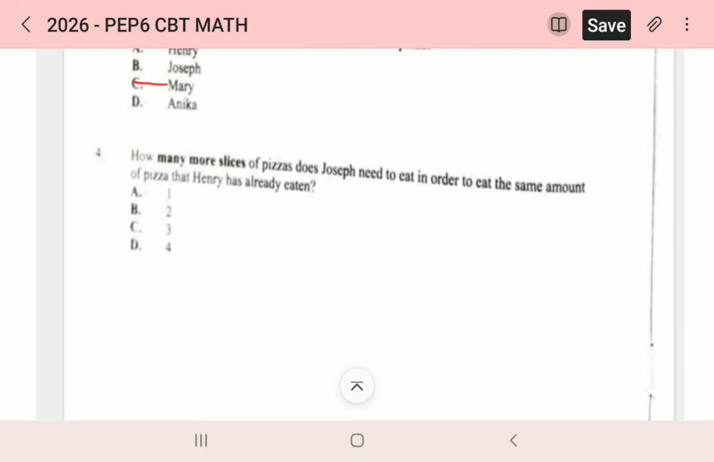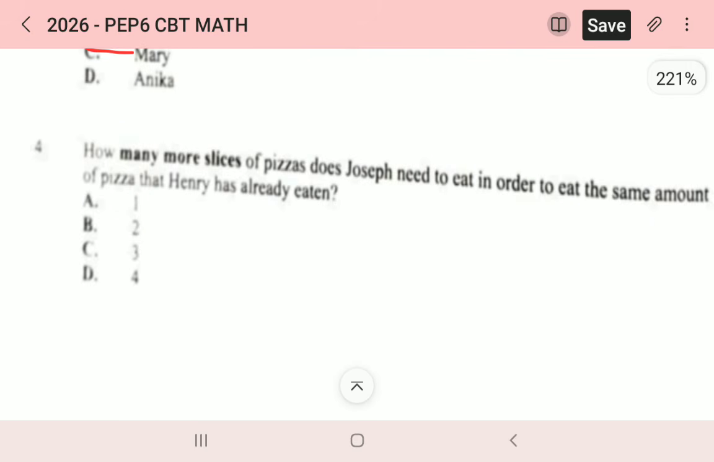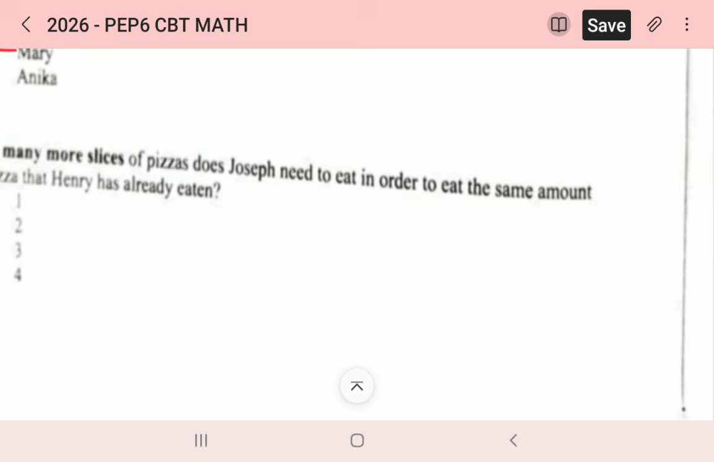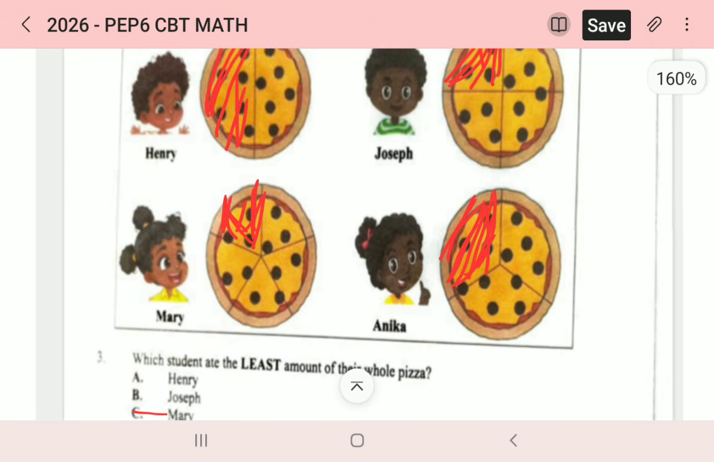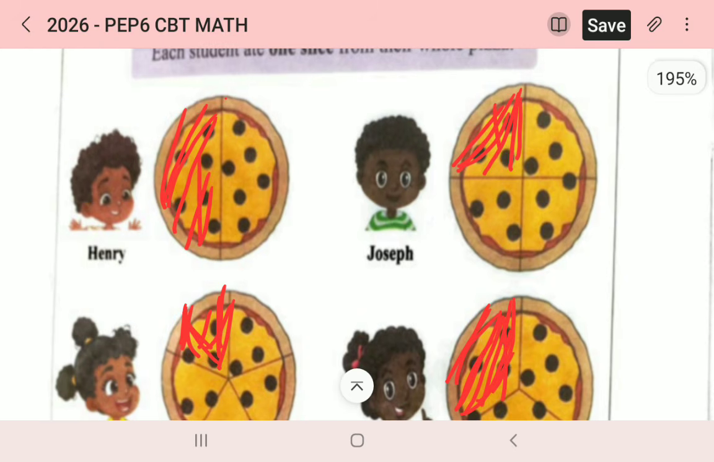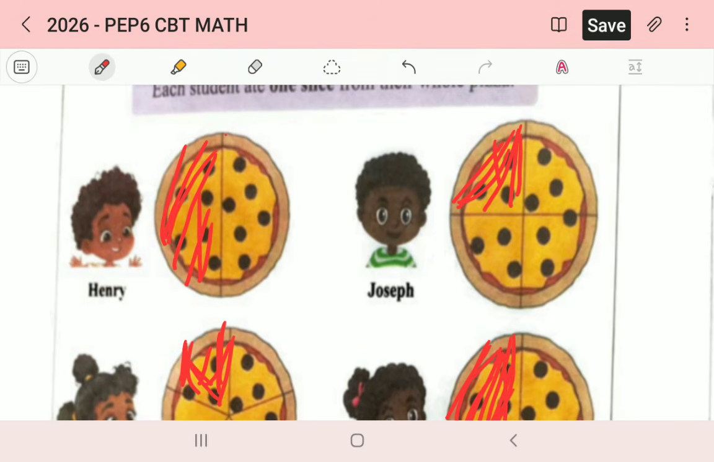Moving on to number 4. How many more slices of pizza does Joseph need to eat in order to eat the same as Henry already ate? So let's look at Henry and Joseph. We want to know how many more pieces Joseph would need to eat to have eaten as much as Henry. So if you want to cut Henry's like Joseph's is, then you see Joseph has 1, and this one would represent Joseph's 1. So it means Joseph would have to eat this piece now to represent this piece.